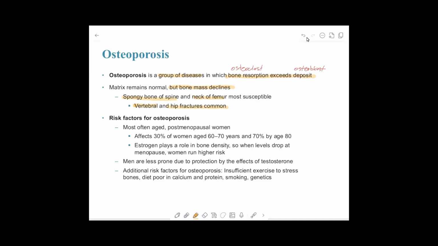So risk factors for osteoporosis are often aged postmenopausal women. It affects 30% of women aged 60 to 70 years and 70% by age 80. So estrogen definitely plays a role in bone density. Men are less prone to it because of the protective effects of testosterone. But additional risk factors are insufficient exercise to stress the bones, a diet poor in calcium and protein, smoking, or genetics.